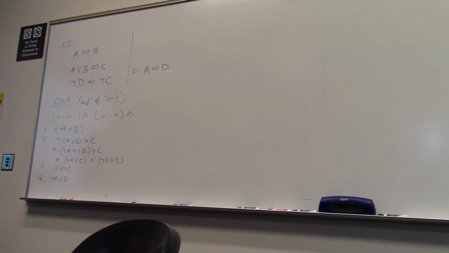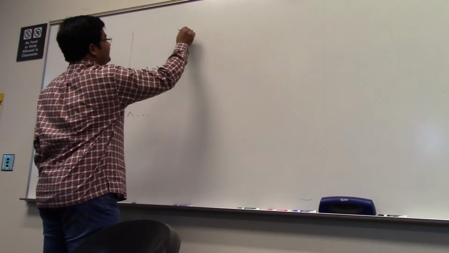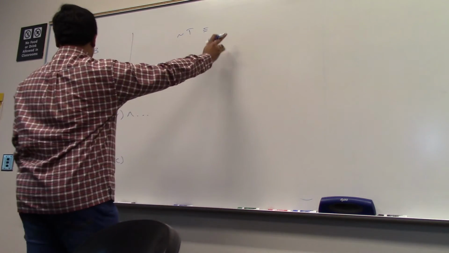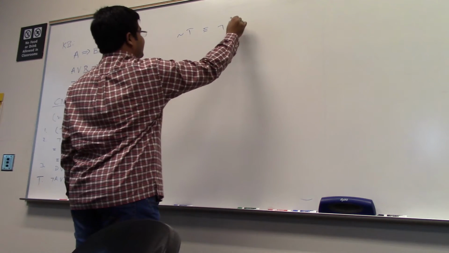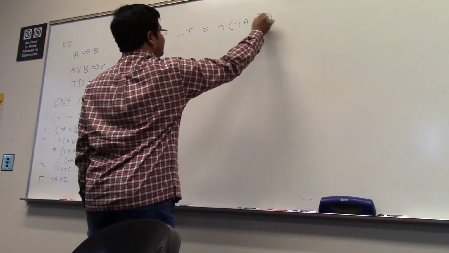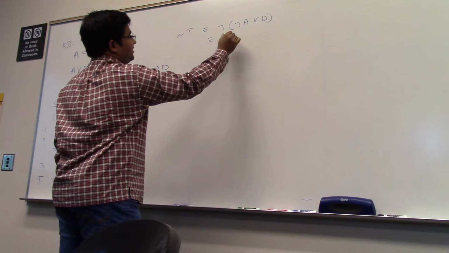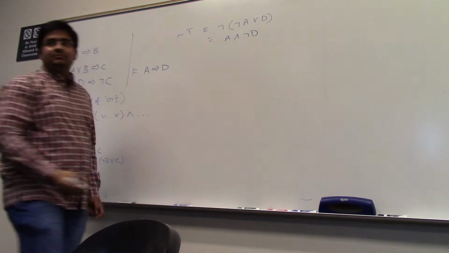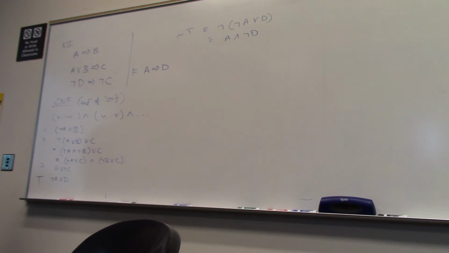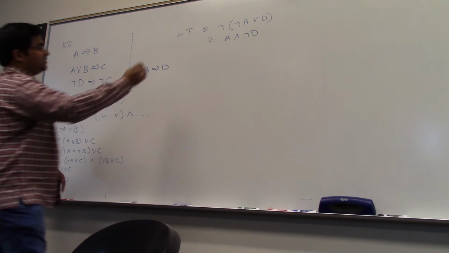Okay. So negate not A or B, so A and not B. First we need to negate this. We can call it P or theorem. If we call it theorem, then negation of P is basically negation of not A or D, which is A and not D, A and not B. So now we have 1, 2, 3 and 4.